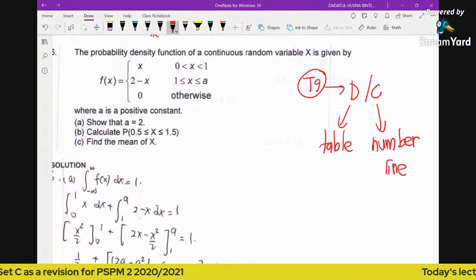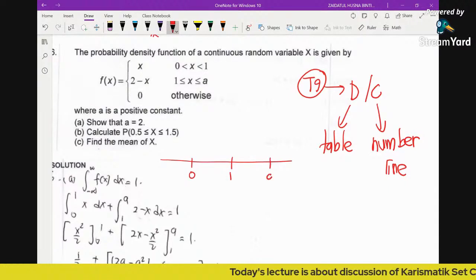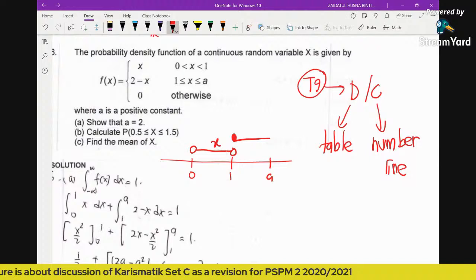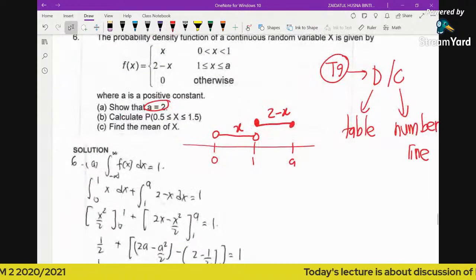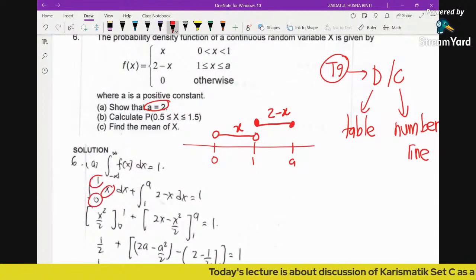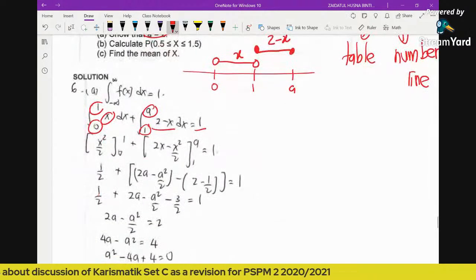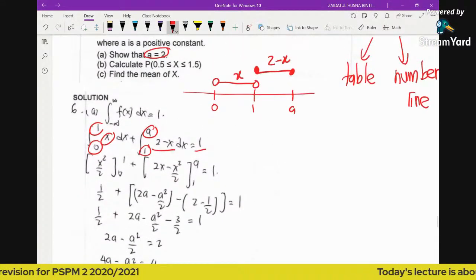Now you are given the function. So you just draw the number line with the respective functions. Here from 0 until 1, we have this function, and from 1 until A, we have this function. Then, show that A equals 2. What you need to do is integrate from 0 to 1 the function x, plus you integrate from 1 to A the function 2 minus x, and you equate this to 1. Eventually you get the value of A to be 2. Okay, and then next, find the probability.